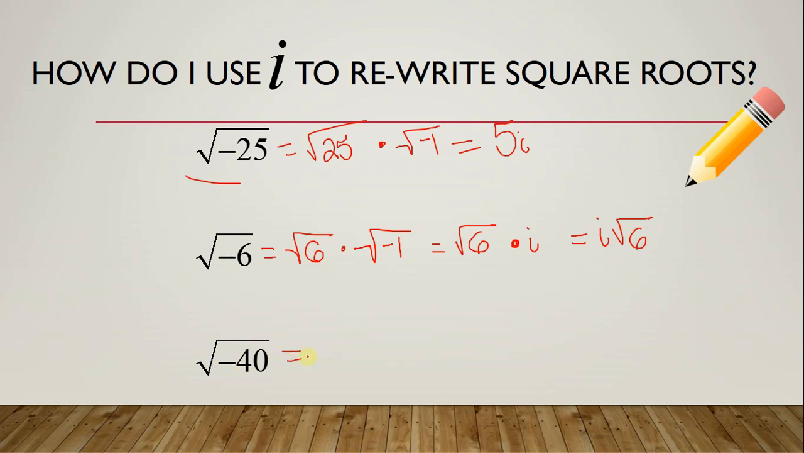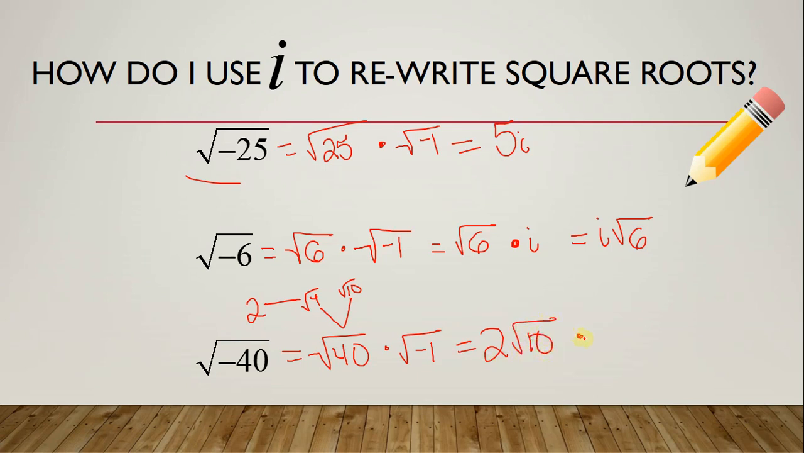Square root of negative 40. Well, I can break that into the square root of 40 times the square root of negative 1. Now 40 breaks down. What's the biggest perfect square that can go into 40? I think 4 and 10, because 4 times 10 is 40. The square root of 4 is just 2. So technically the square root of 40 is equal to 2 times the square root of 10, and then times i, which simplified would be 2i times the square root of 10.